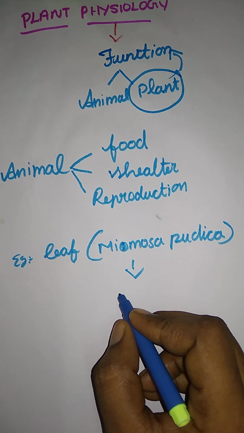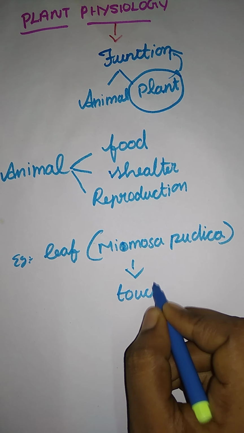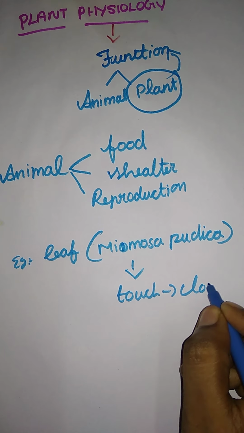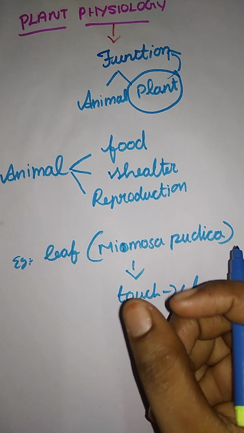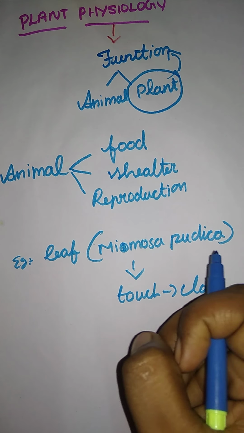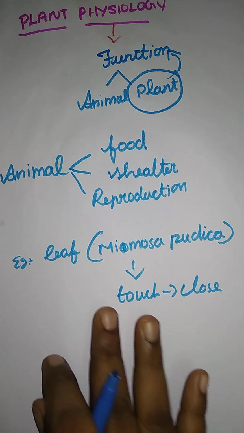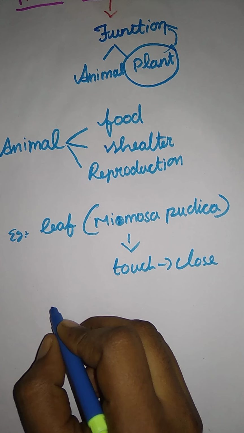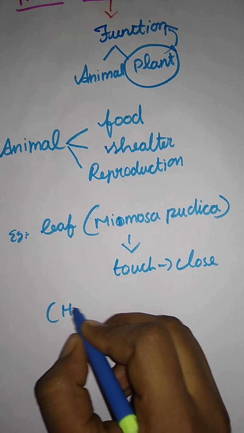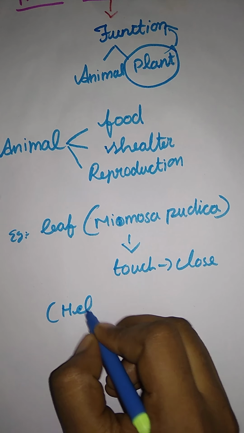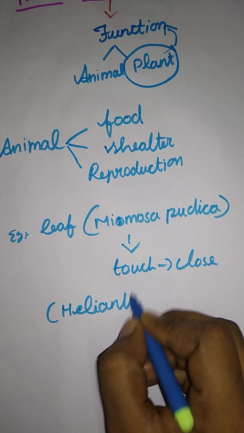What will happen when you touch the plant? They just close the leaf surface. What will the leaf do? It just closes. After a few minutes, they return to the normal position. So they are also showing movement. And not only that, have you seen Helianthus annuus? What is Helianthus annuus?